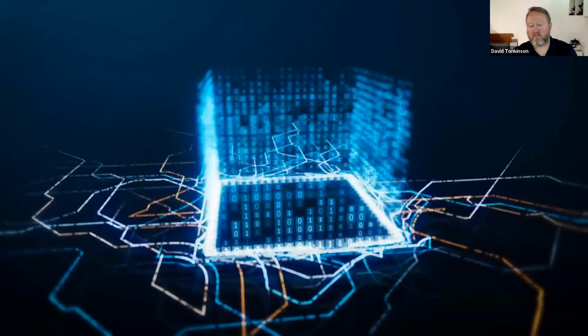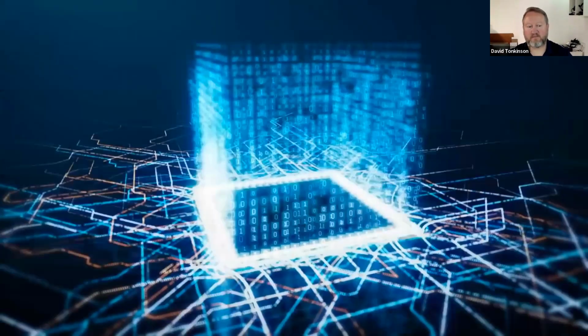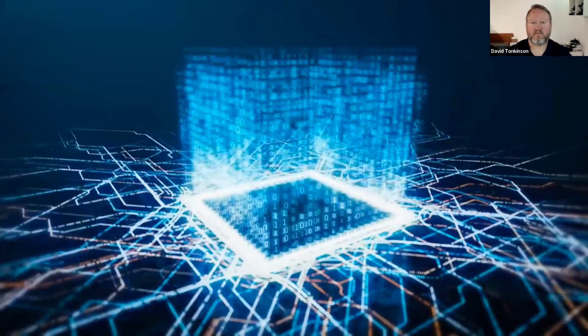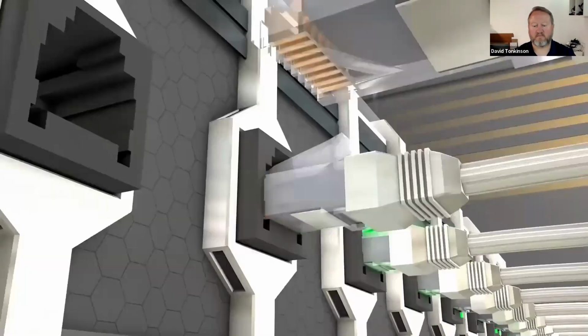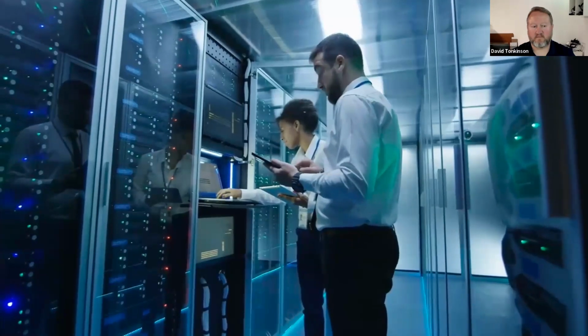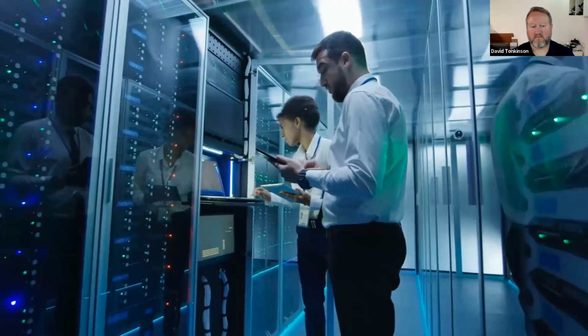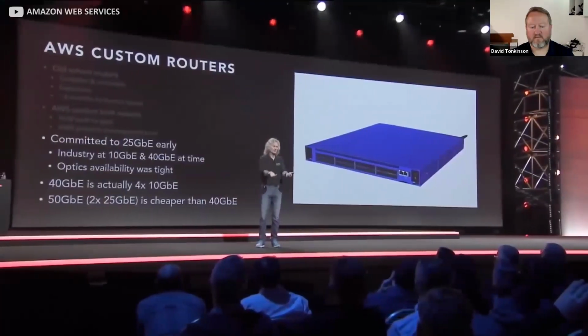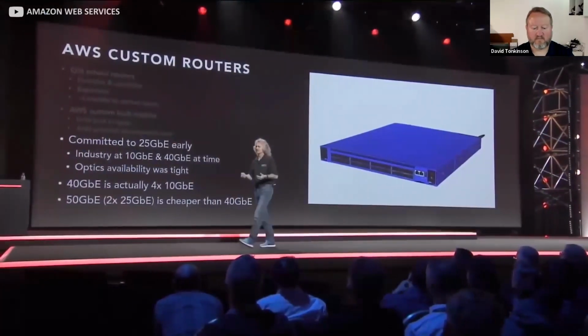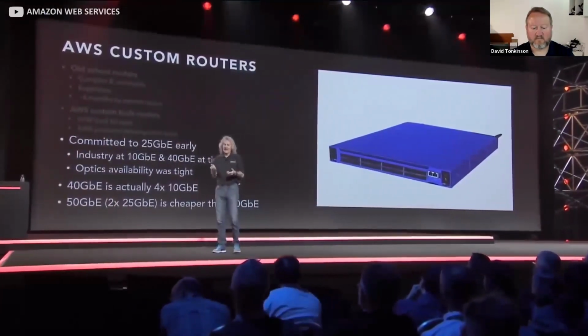AWS routers, here comes the science kids, can run custom ASICs or application-specific integrated circuits that support 28 ports with 25 gigabit Ethernet connectivity. This diverges, fun fact fans, from the industry standard 10 gigabit Ethernet and 40 gigabit Ethernet networking speeds, but apparently, according to James Hamilton, offers economies of scale when paired together at 50 gigabit Ethernet.